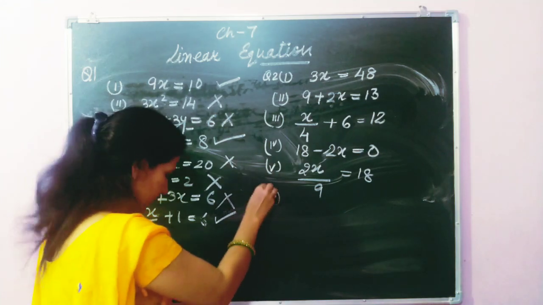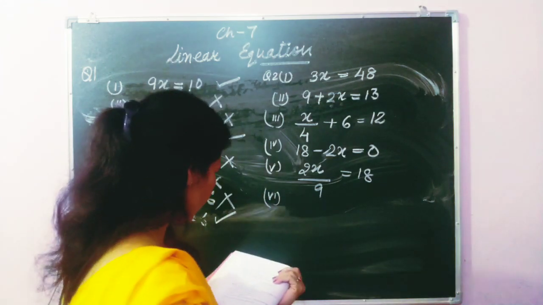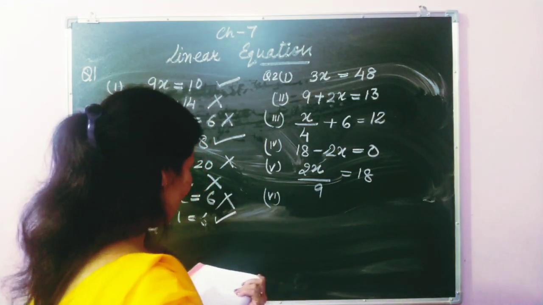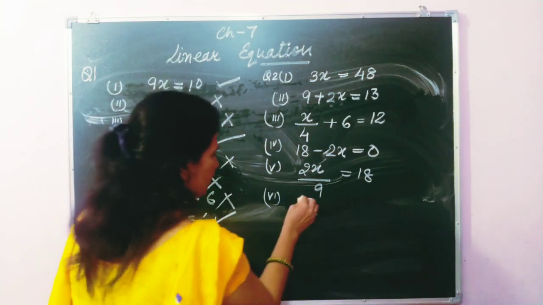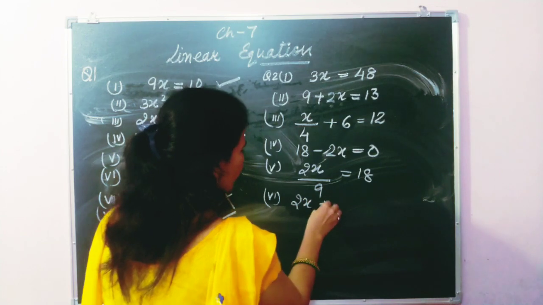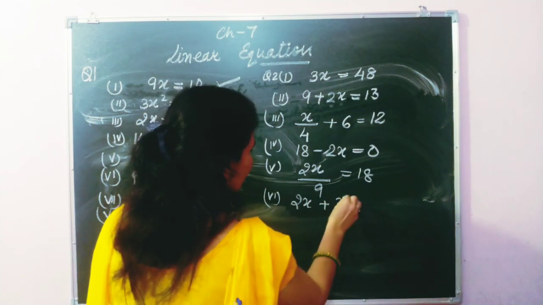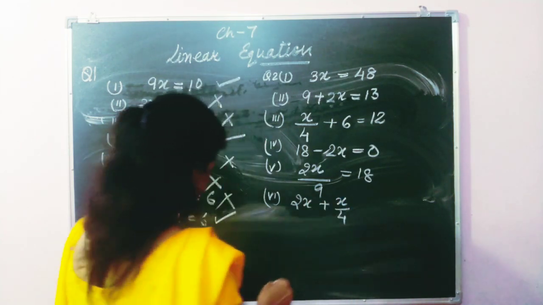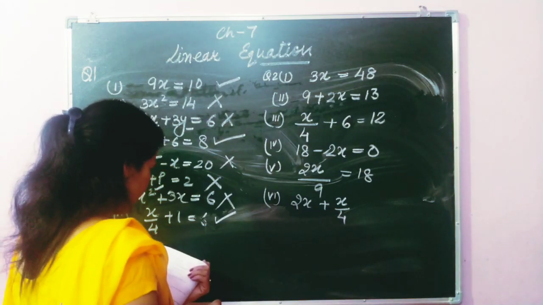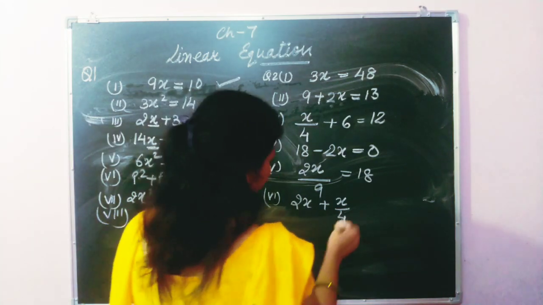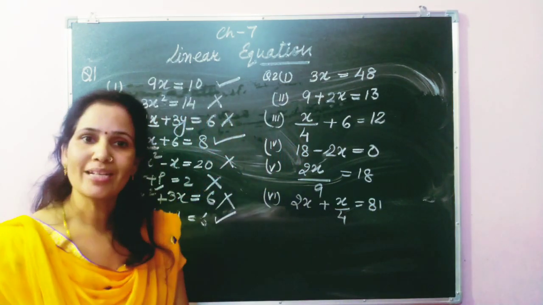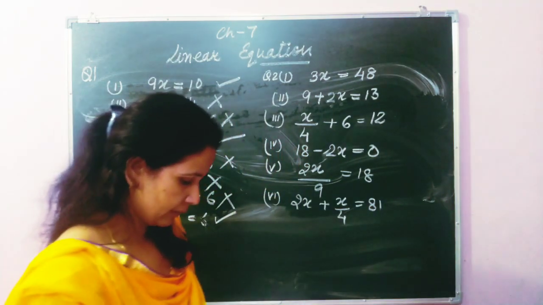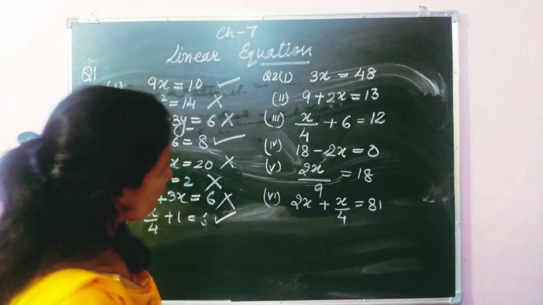Then after its sixth part, sum of twice a number and 1/4 a number. Sum of twice a number, that means 2x. 1/4 a number, that means x by 4. Okay, is 81. That means equals to 81. Twice a number and 1/4 a number is 81.